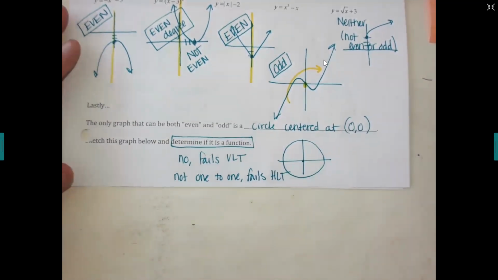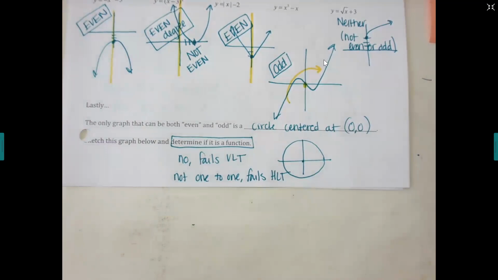So the only way that a graph could be even and odd, basically it'd have to be a circle so that it's symmetric with a rotation and with a reflection. Okay, but that graph would not be a function because it can't pass the VLT. Okay, do you feel like you can do it? Yes. All right. So if you need to take your test, then tell me in a second. Everybody else, you can go ahead and start on your Delta Math.